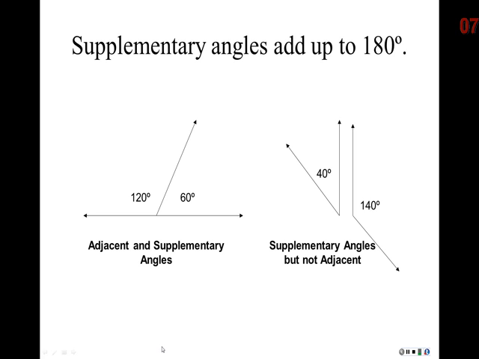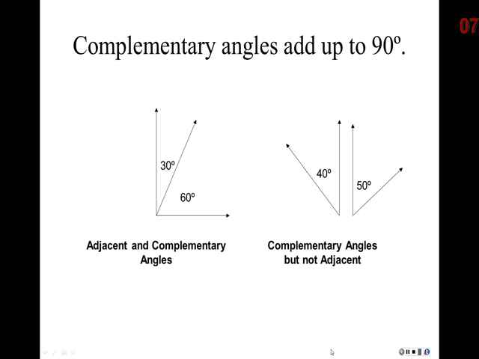Supplementary angles, we talked about this yesterday. Supplementary angles total 180 degrees. But notice, supplementary angles do not have to be adjacent to be supplementary. So I can have supplementary angles that are adjacent, and I can have supplementary angles that are not adjacent. They're still supplementary. They still total 180 degrees. You guys got that? Okay.